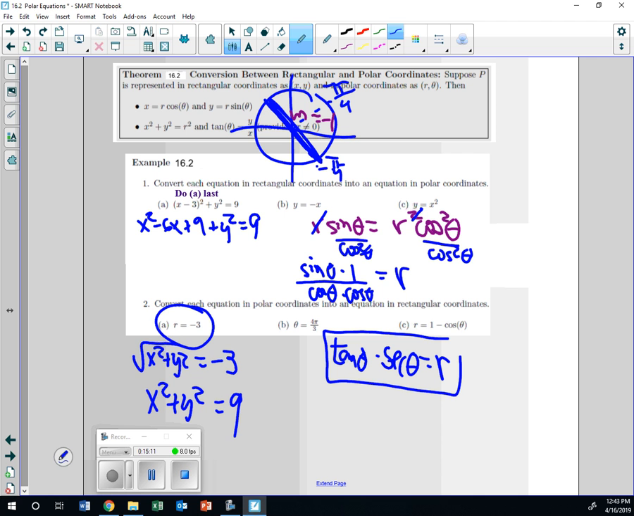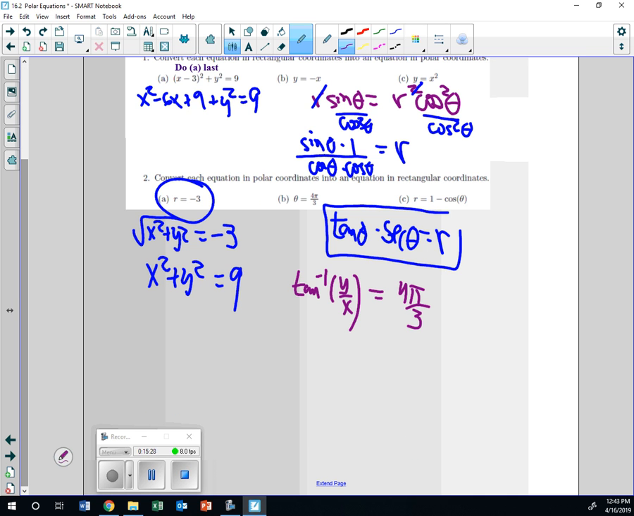Theta is 4 pi over 3. Here's a way to do this one. You don't have to, but I like it. I would do an inverse tangent of y over x is theta. Then that's equal to 4 pi over 3. And then if we take the tangent of both sides, this will be tangent inverse tangent of y over x. What's that? Simplifies to y over x. Isn't that beautiful?